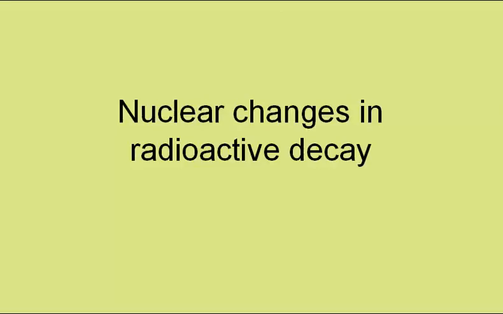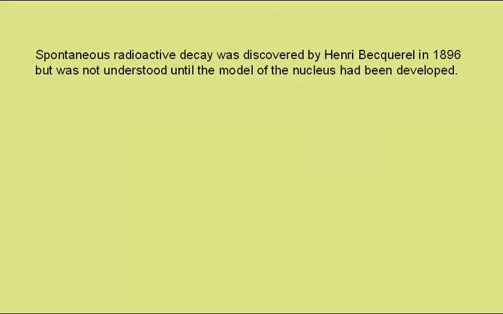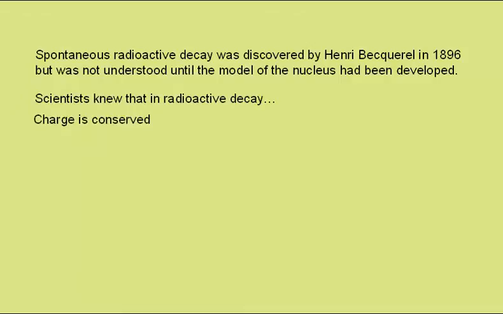Nuclear changes in radioactive decay. Spontaneous radioactive decay was discovered by Henri Becquerel in 1896, but it was not understood until the model of the nucleus had been developed. That came along in 1932. At this stage, scientists knew that in radioactive decay, charge is conserved and nucleon number is conserved, that is, number of protons and neutrons.